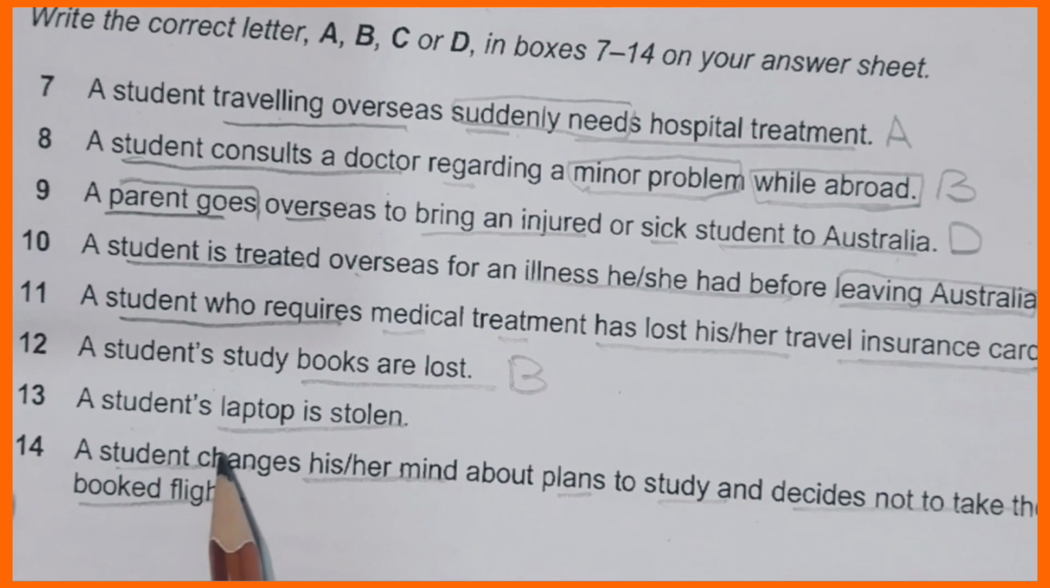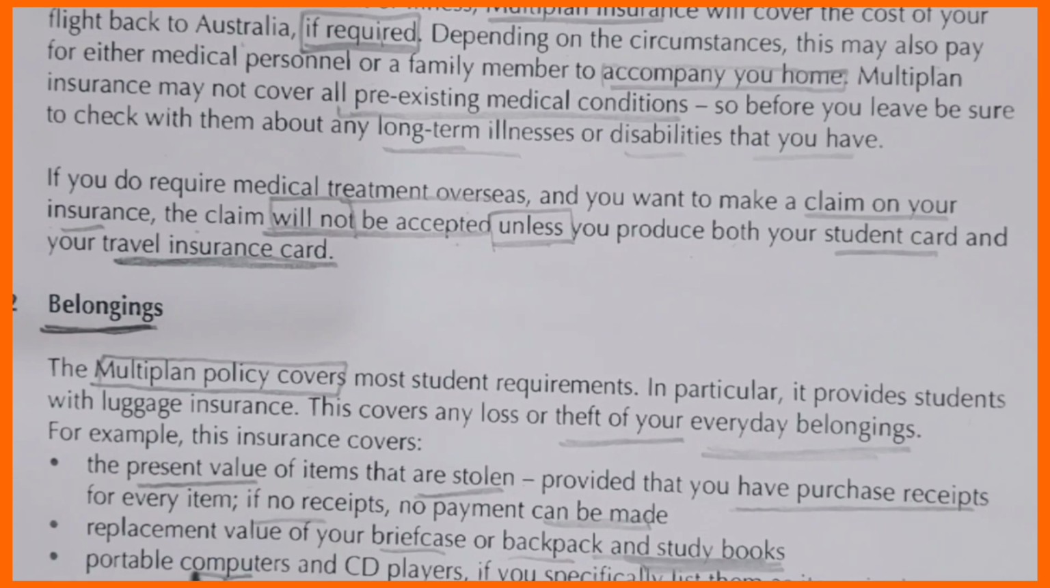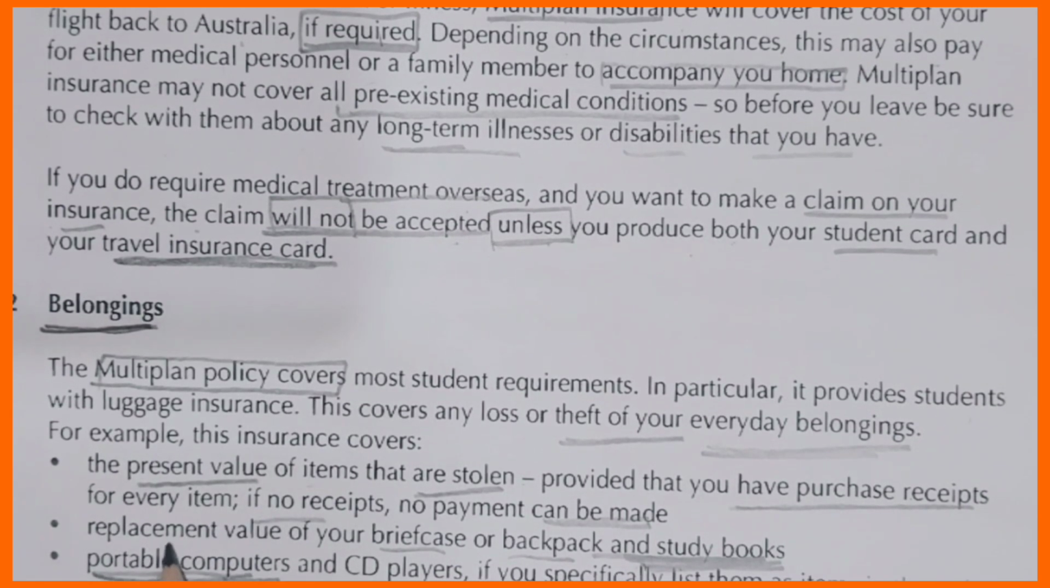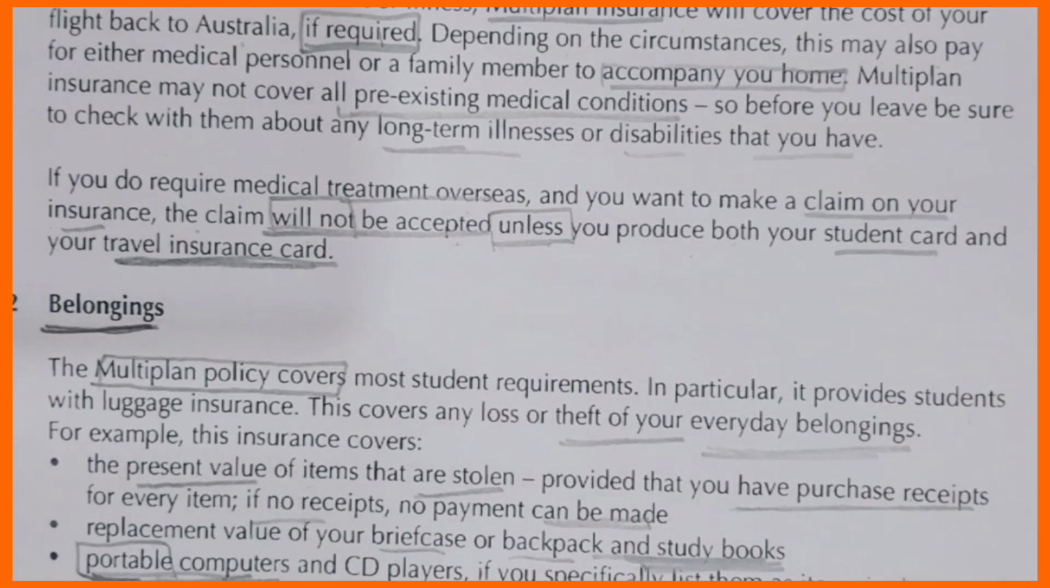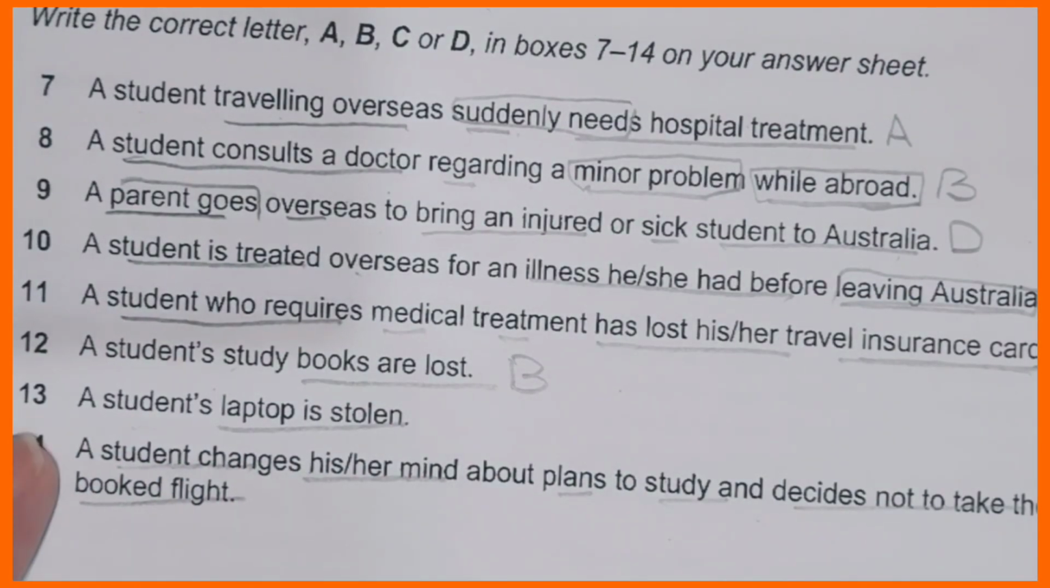Option B. Then, a student's laptop is stolen, and if your laptop is stolen, what will happen? They are saying here portable computers. Portable computers mean laptops, because definitely you can't take the computers with you, but portable computers mean laptops also. As items in the policy, they will be covered by the multi-plan policy as well. So what will be the answer for this? The answer will be B.